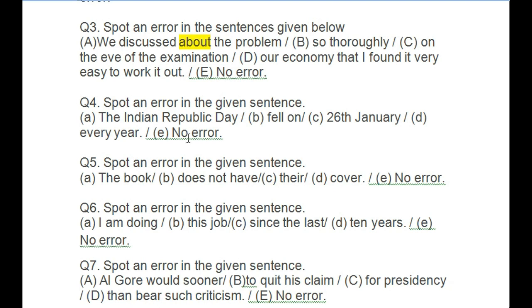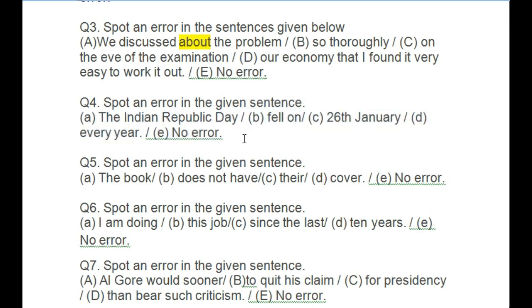Next question. The Indian Republic Day fell on 26 January every year. I told you about choosing the right tense. Now, when we talk about a schedule, please understand this is a very common error that we generally make. Whenever we have a sentence on scheduling, a sentence on a truth statement, on a fact, or a sentence on a routine, a planner, a calendar, we do not use other tenses except simple present tense.